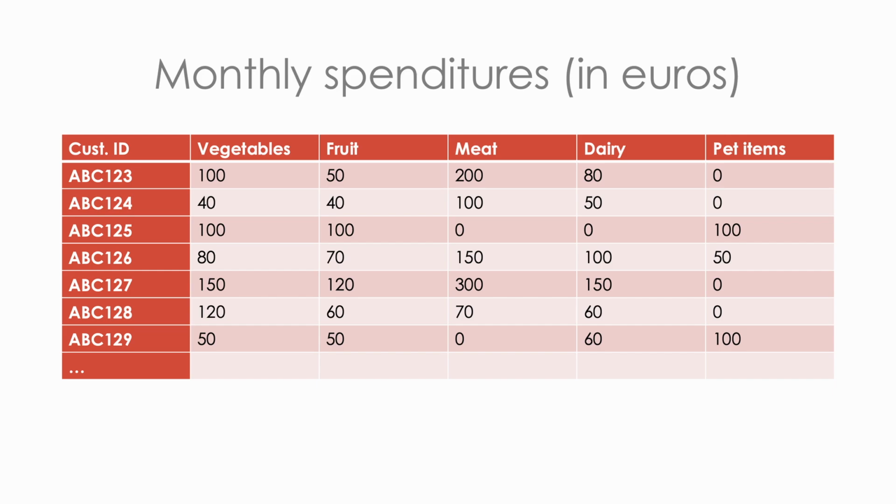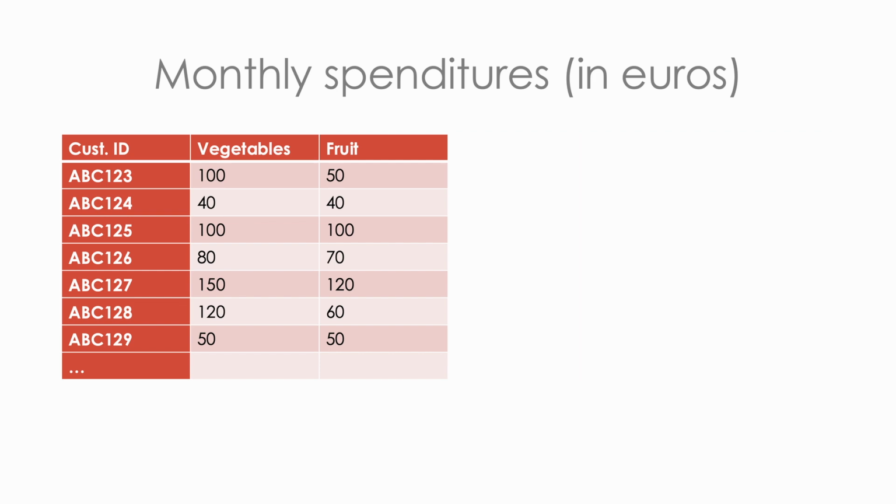Imagine we have a dataset about customers, and for each customer, we know how many euros they spent on vegetables, fruit, meat, dairy, and pet items over the past month. For now, let's ignore clustering and focus on determining which customers are closest to each other. In other words, how do we measure the distance between customers? To simplify, let's consider only two variables: vegetable and fruit expenditures.